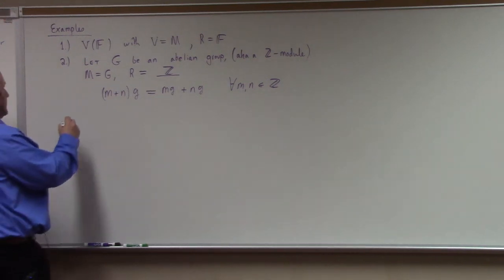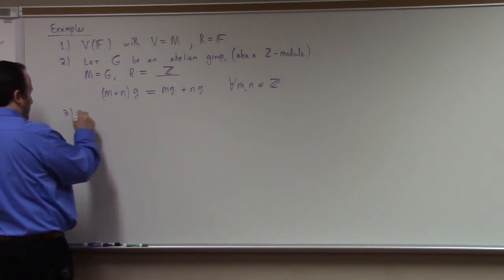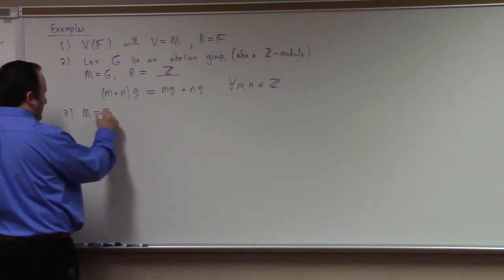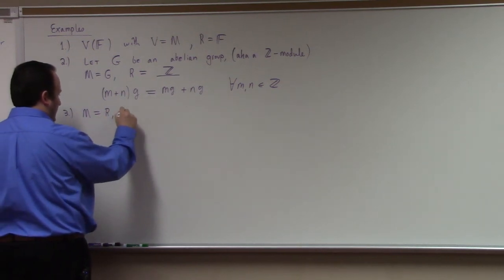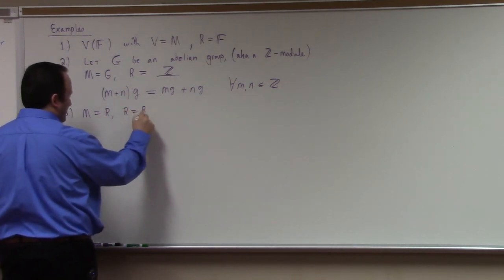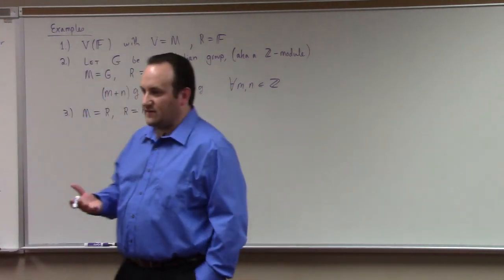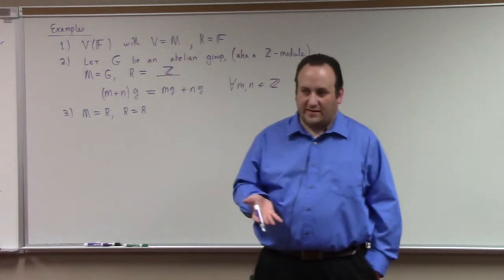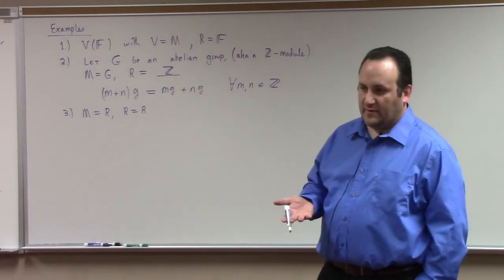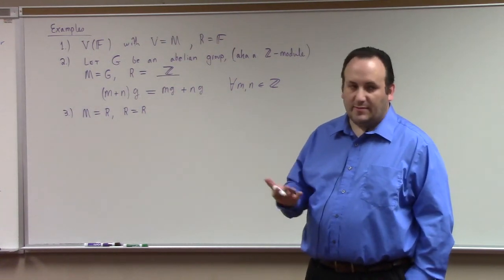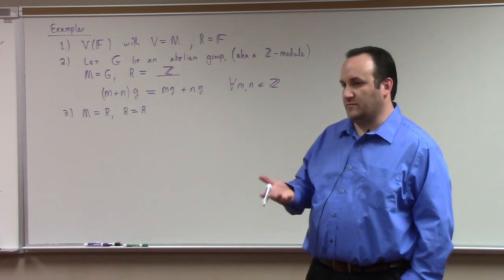So this is kind of familiar. If you just take M equals R and define the scalar multiplication to be multiplication of the ring on itself, that also defines an R module. So any ring can be made into an R module with respect to its own multiplication.